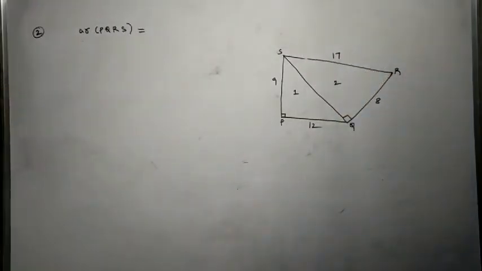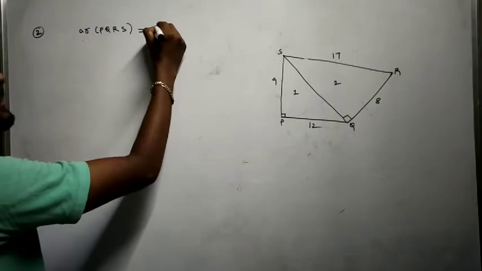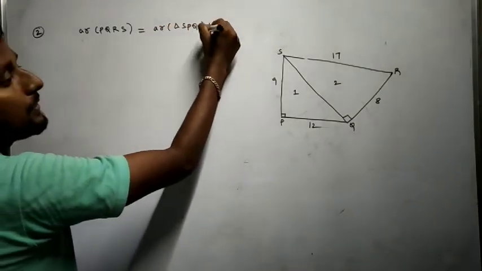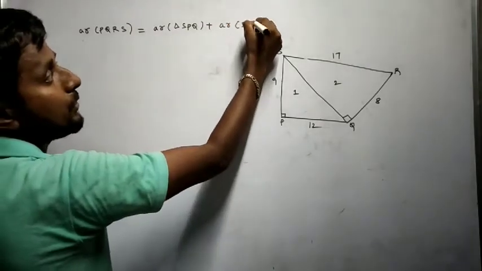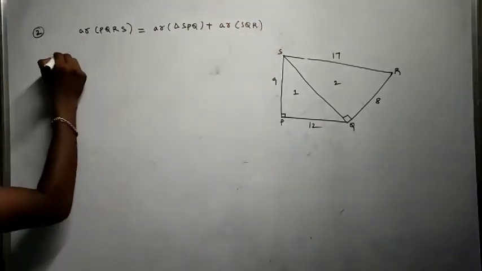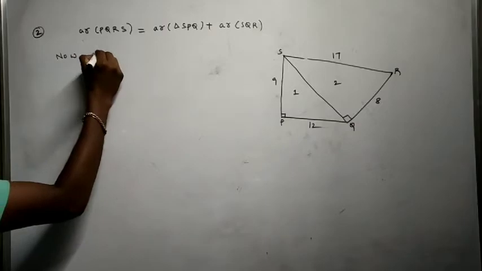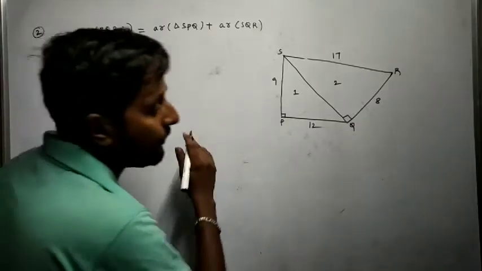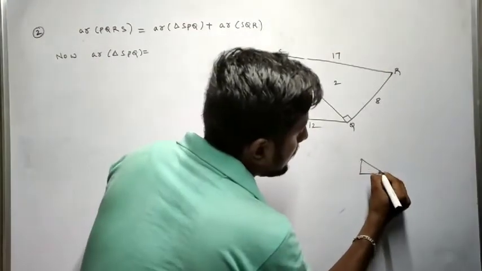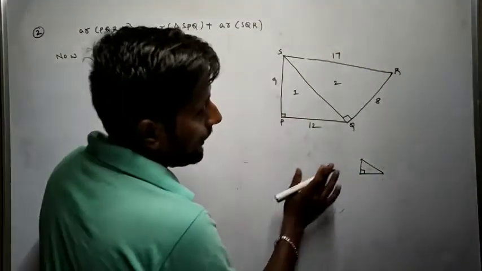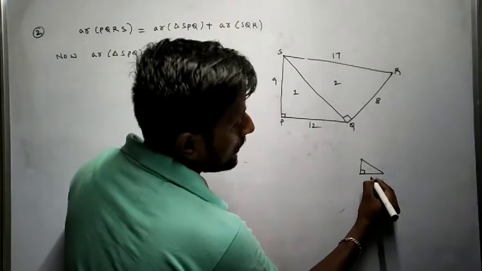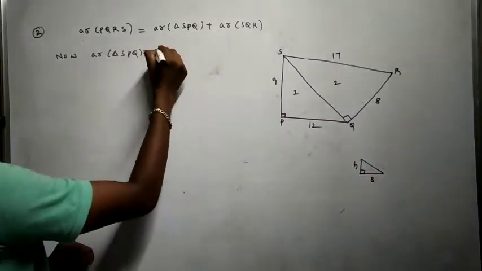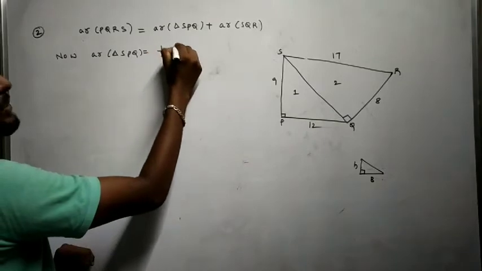Okay, right? So simply, PQRS area is equal to area of triangle SPQ plus area of triangle SQR. Okay, so now area of triangle SPQ. Before that, look here, it is just a right angle triangle. So here no need to worry about it. So it is a base, it is a height, correct? So now look, SPQ area is equal to half.